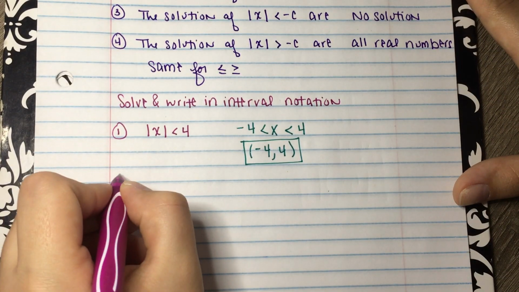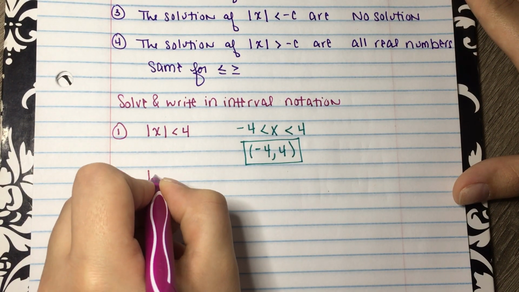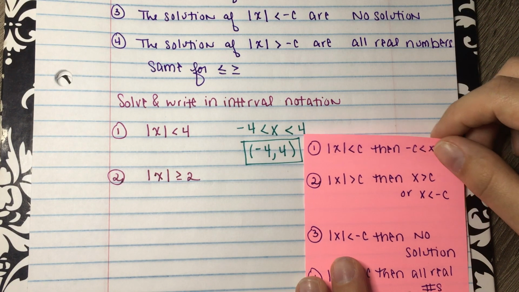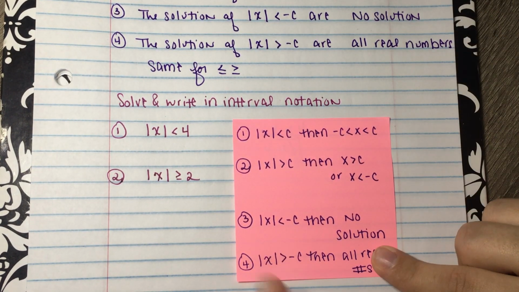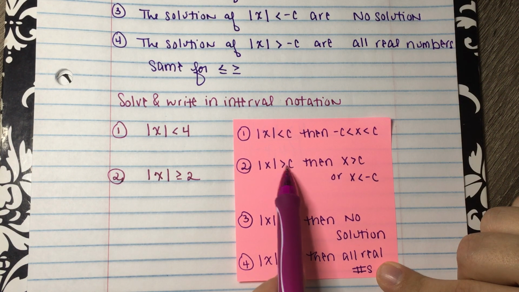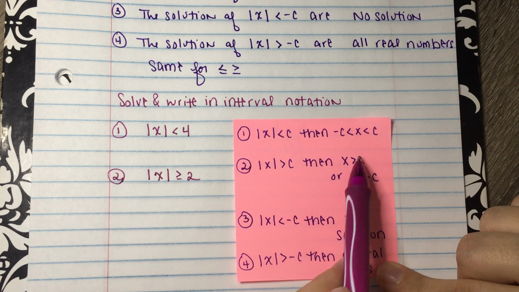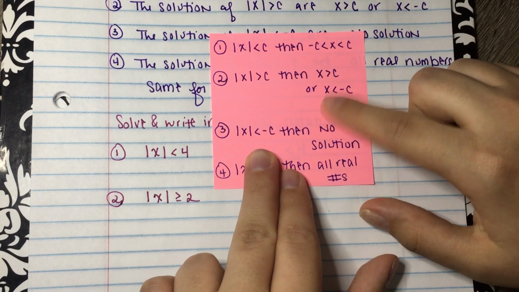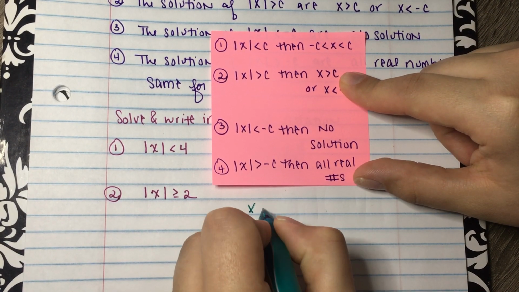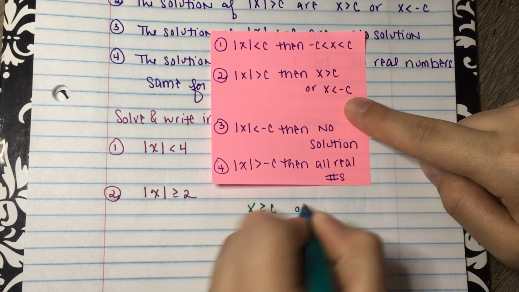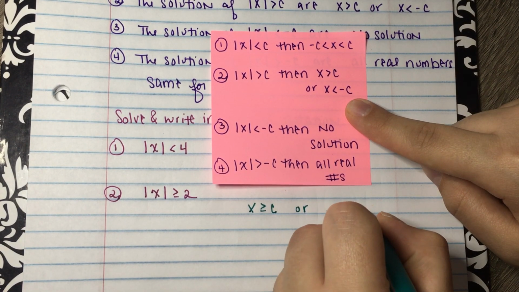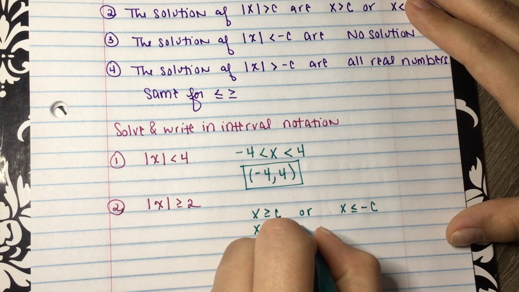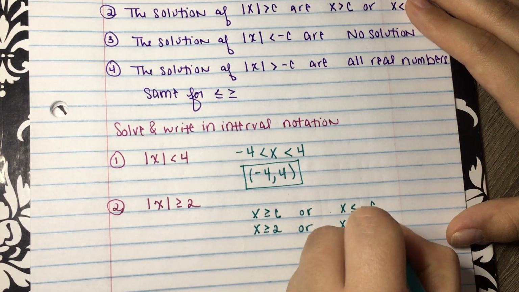Now we're going to move on to our second type of problem, and that's the absolute value of x, let's say, is greater than or equal to 2. I can look here and say, okay, what condition is this? This is condition 2. Absolute value is greater than c. So then I have to split these two up. I have to split it up, so this is condition 2, as x is greater than or equal to c, or x is less than or equal to -c. In this problem, our c is 2. You see that? Our c is 2.